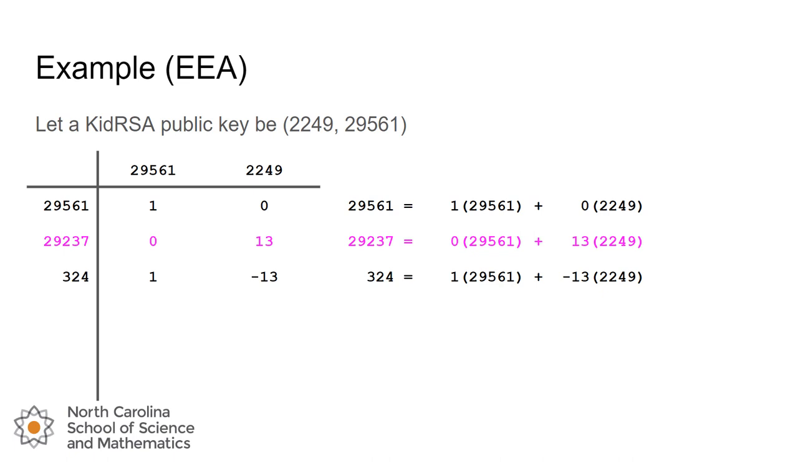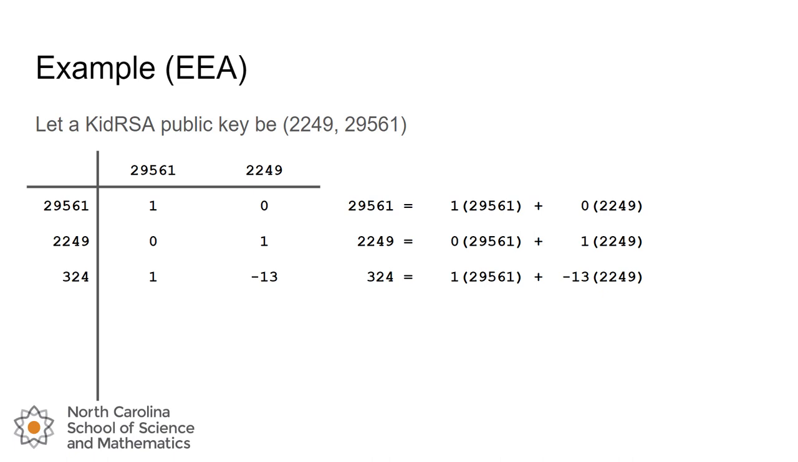And I've written the corresponding equation to the right. And we'll go ahead and put back that original value in the second row. So we used some multiples of the second row, subtracted from the values in the first row to generate these new values in the third row. And the third row is still a true statement. 324 is equal to 1 times 29,561 plus negative 13 times 2249. That's true. We don't know why that's helpful yet, but we're going to get there in just a moment.